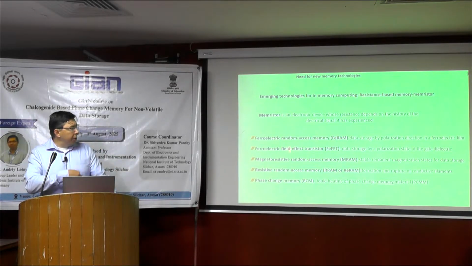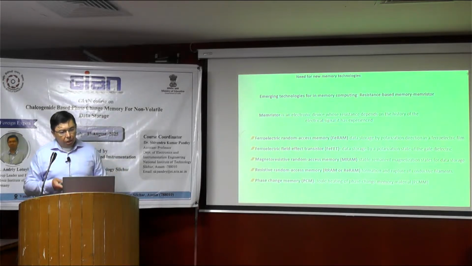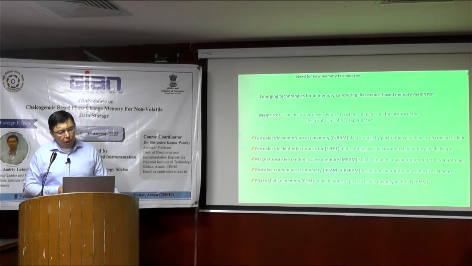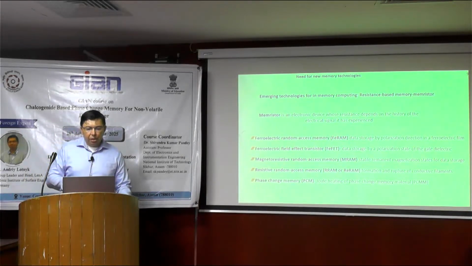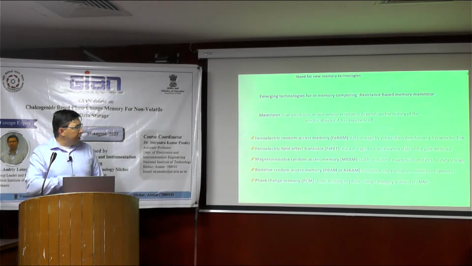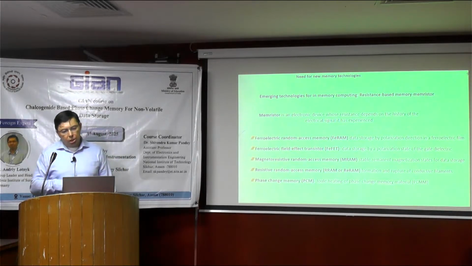As you can see here, there are many technologies which can have these properties like memristors. The first is ferroelectric random access memory, FRAM. The data here is stored by polarization direction in a ferroelectric thin film. Then ferroelectric field effect transistors. Here data is stored by the polarization state of the gate dielectric.